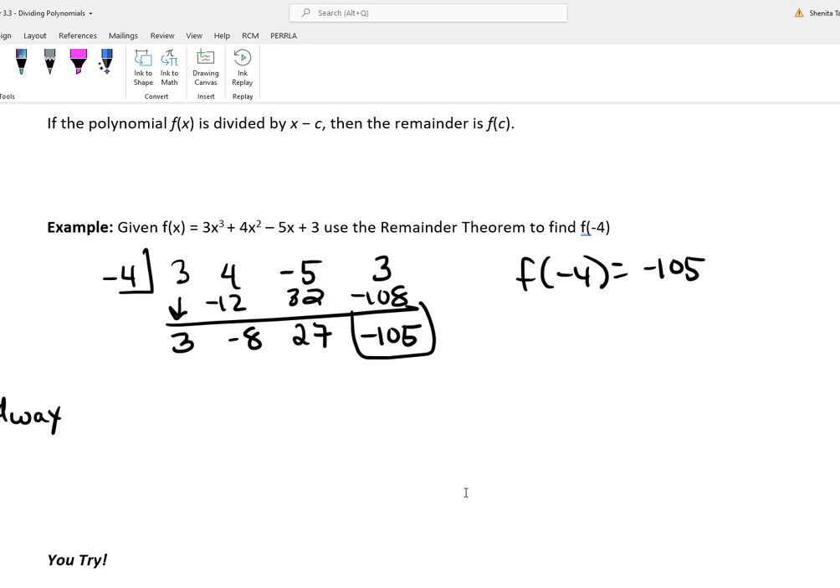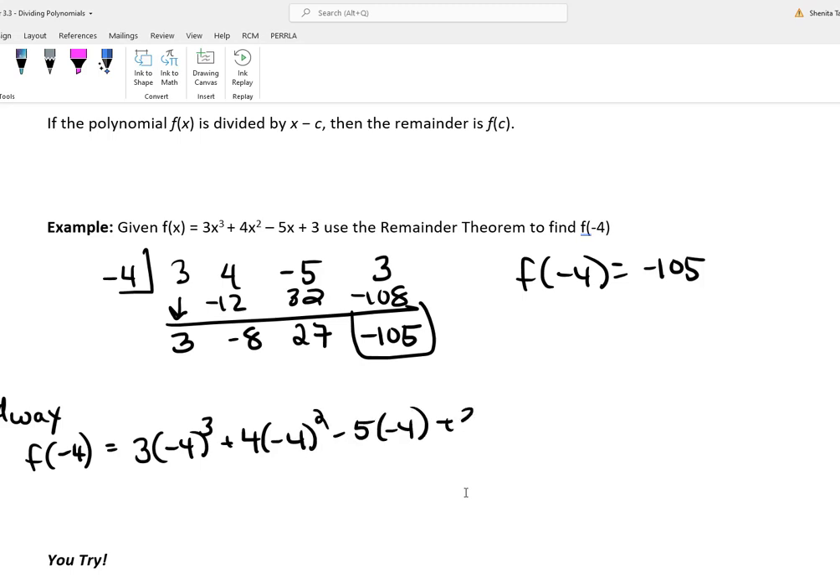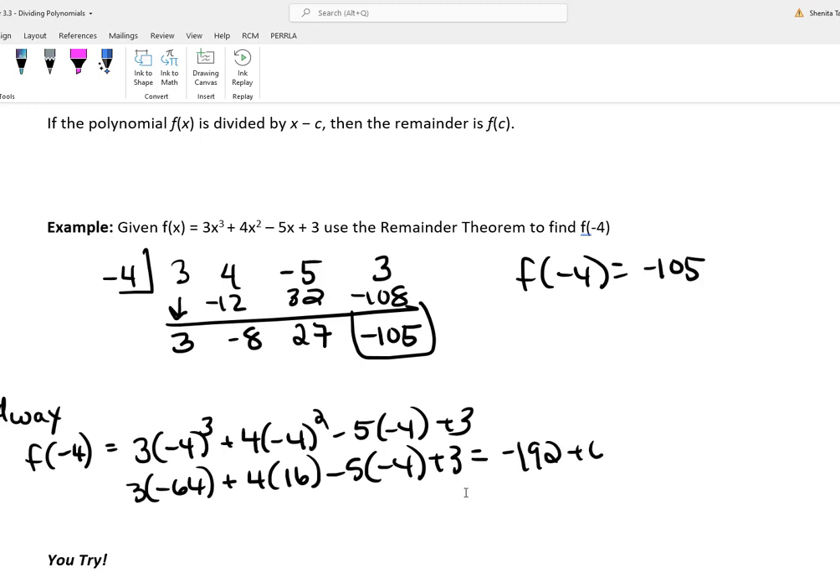So you can do it that way, or what you can do is just plug negative 4 back into the function. Whatever you see as x, you just plug in negative 4 and calculate it out. So whichever way you find easier. So here I get 3 times negative 64 plus 4 times 16, minus 5 times negative 4, plus 3. And when I multiply this out, I get negative 192 plus 64 plus 20 plus 3, which is negative 105.